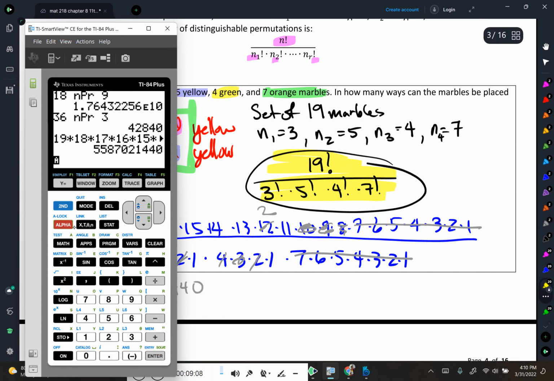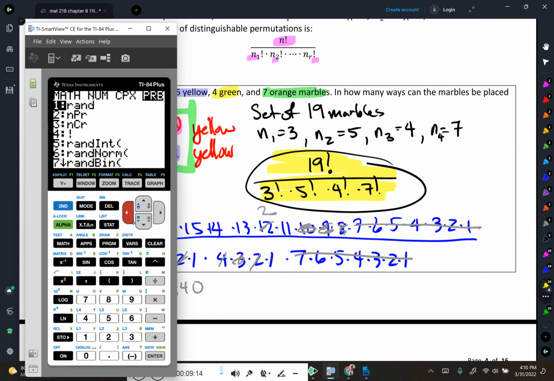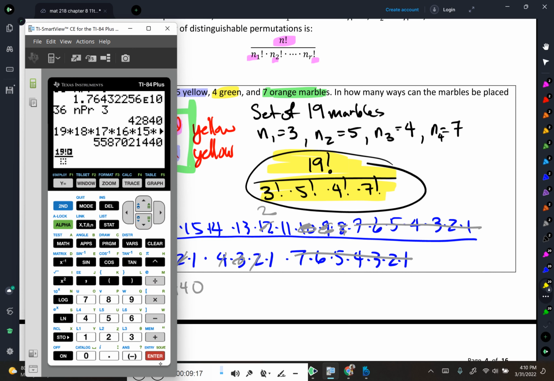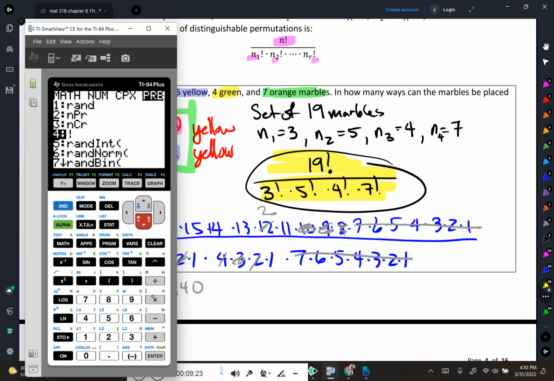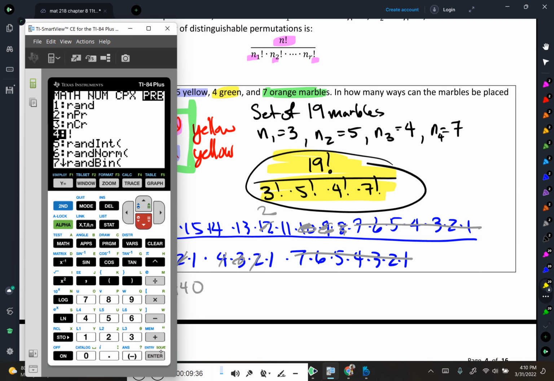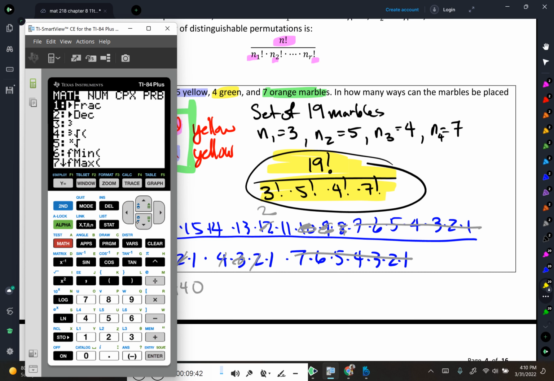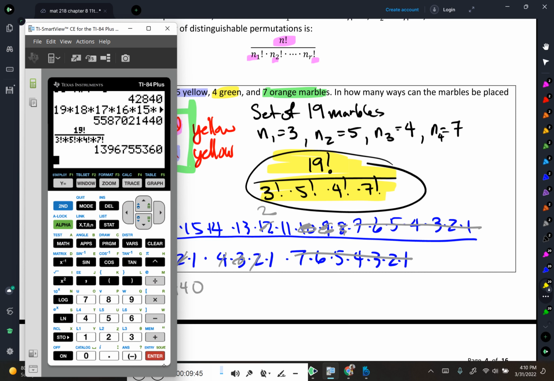Or the easier way to do this would be just to take it like this and put it into the calculator. So I'm going to make a fraction. My numerator is going to be 19, and I'm going to go to that same place I've been going and see option number 4 there, the exclamation point, 19 factorial divided by 3 factorial times 5 factorial times 4 factorial times 7 factorial.